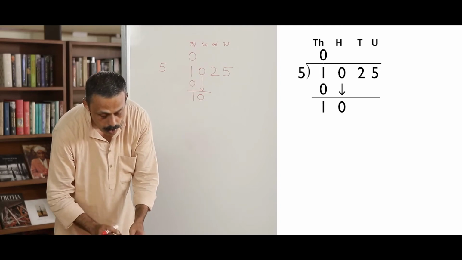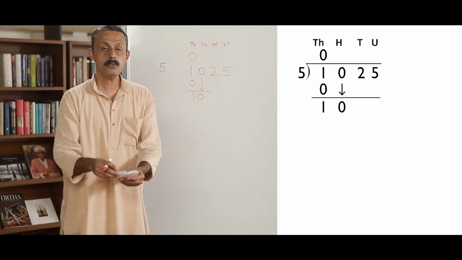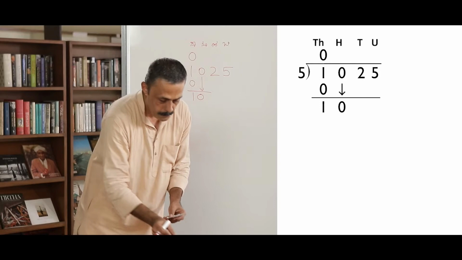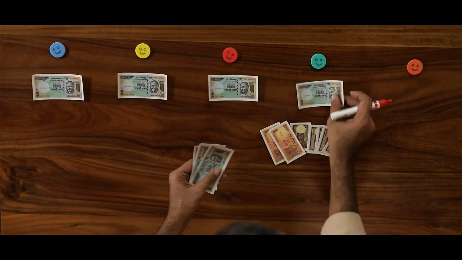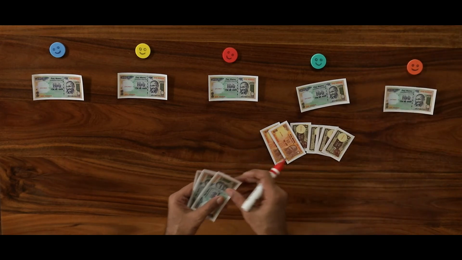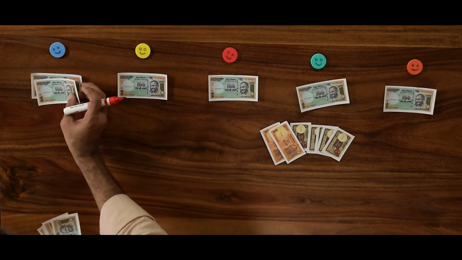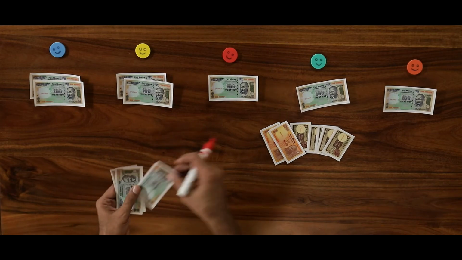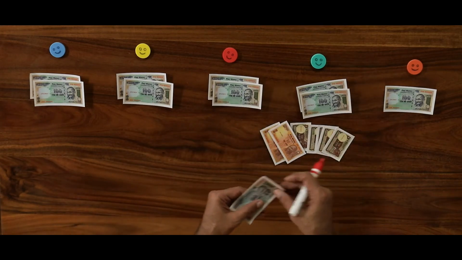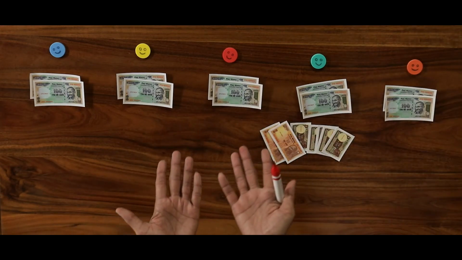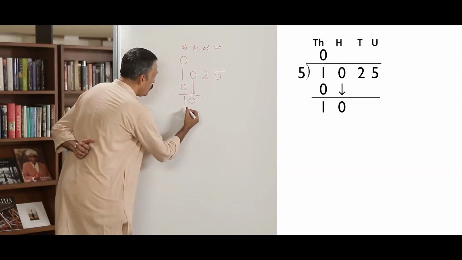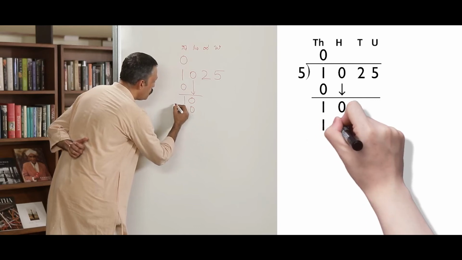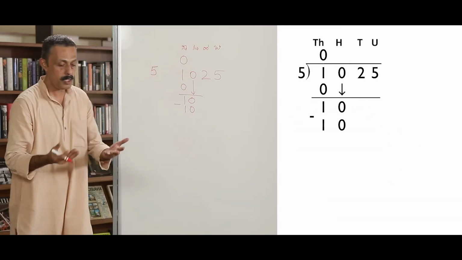Then, can we give out 10 notes of hundreds to all? Let us see. One each. Will everyone get one each? Yes. Let us try to give one more. If we give one more, yes, all are given out. I have nothing left of 100 rupee notes. All my 100 rupee notes are empty, nothing left.